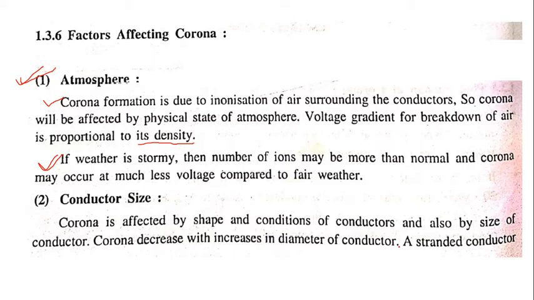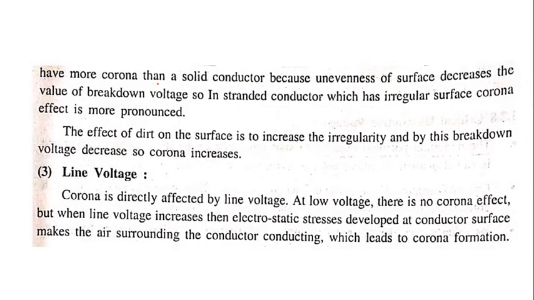A stranded conductor has more corona than a solid conductor, because unevenness of the surface decreases the value of breakdown voltage. So in stranded conductors, which have an irregular surface, the corona effect is more pronounced. The effect of dirt on the surface is to increase the irregularity, and by this breakdown voltage decreases, so corona increases. So if we are using a stranded conductor, more corona loss is produced as compared to a solid conductor, because of the unevenness of the conductor surface.